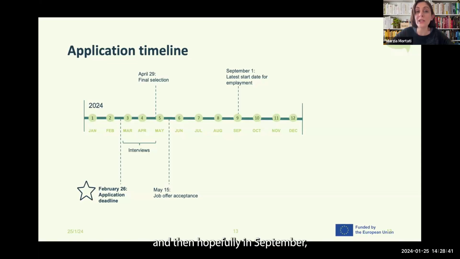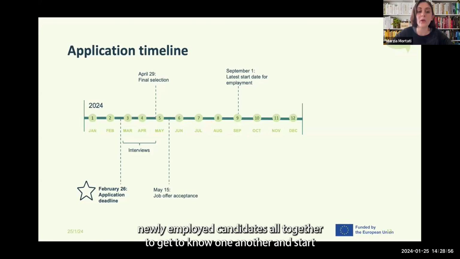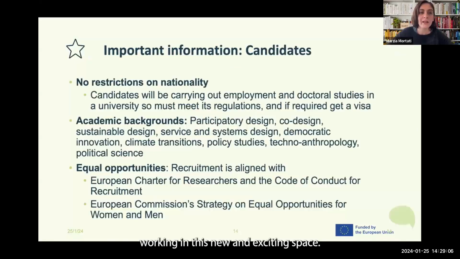And then hopefully in September, start all of those 13 employments, which then will lead us toward the end of September, October, to the first in-person event with the entire network and the 13 newly employed candidates all together to get to know one another and start working in this new and exciting space. Over to the next slide.